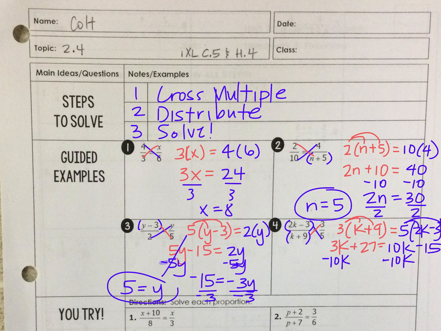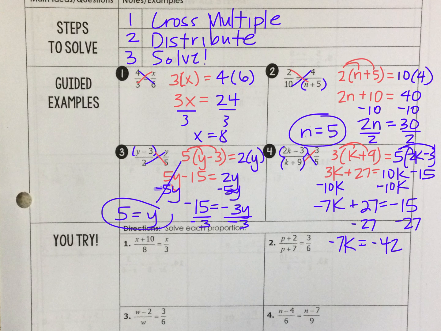3 minus 10k is negative 7k. Negative 7k plus 27 equals negative 15. Let's move that 27 now. That gives me negative 7k equals negative 42. We will divide by negative 7 and get k equals 6. So that's how you do these.